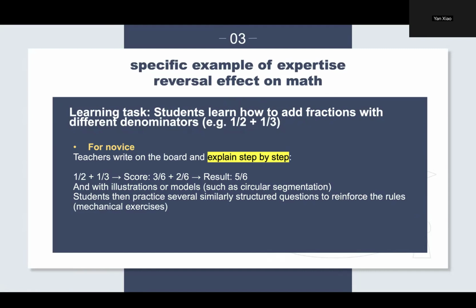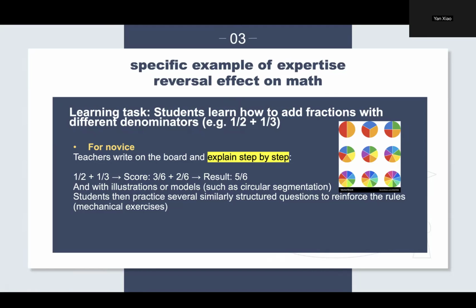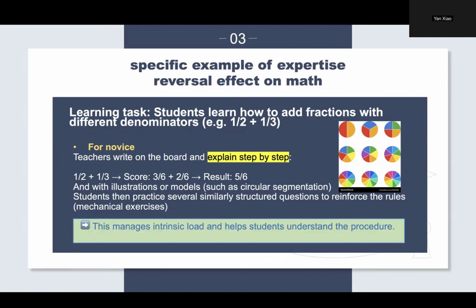First, convert to the same denominator, 3/6 plus 2/6, and then add to get 5/6. I will also support this with visual aids, like circle models, to help students actually see what's happening. After that, they will practice similar structured problems to reinforce the rule. We call that mechanical exercise. This kind of approach helps reduce intrinsic load by breaking the content into smaller and clear steps.